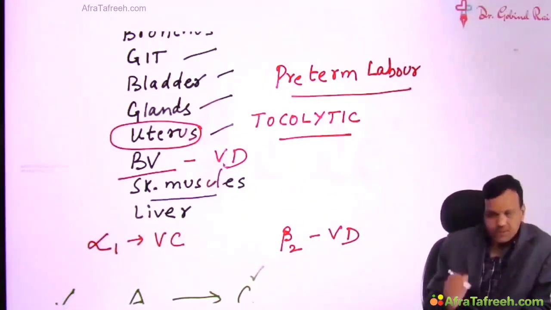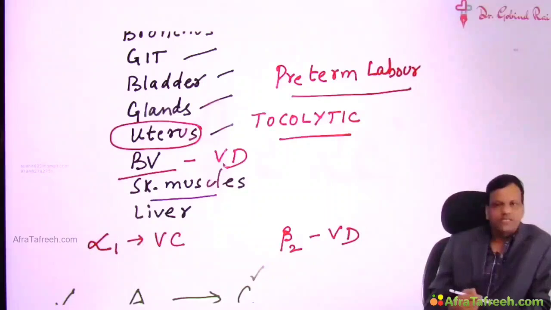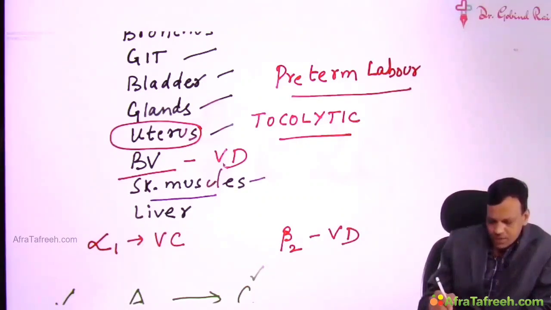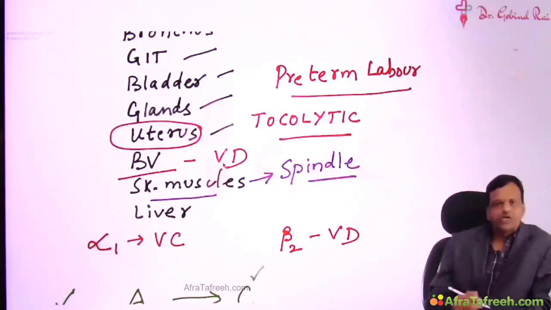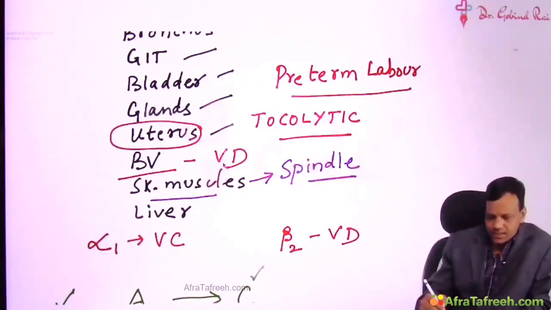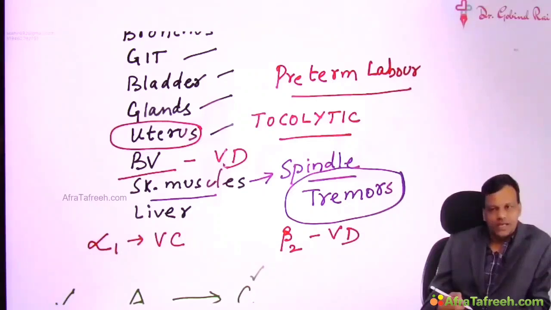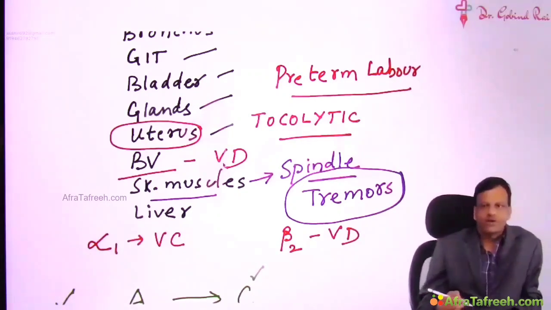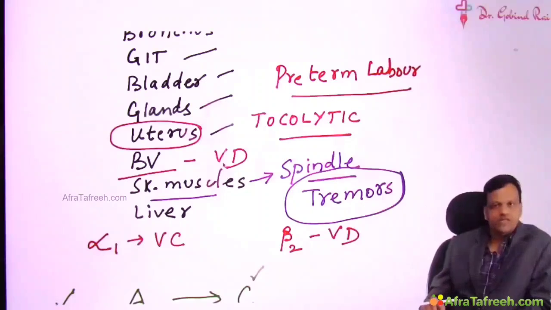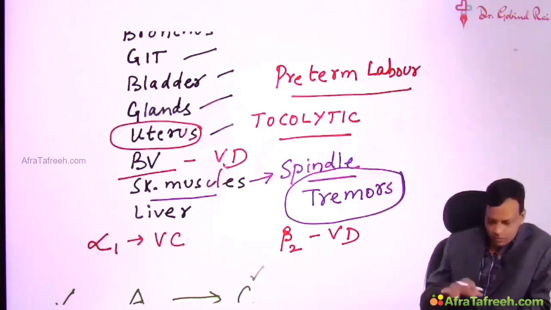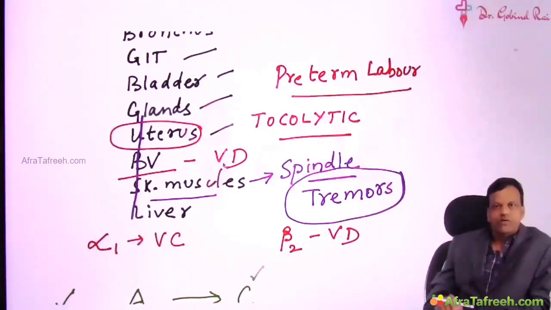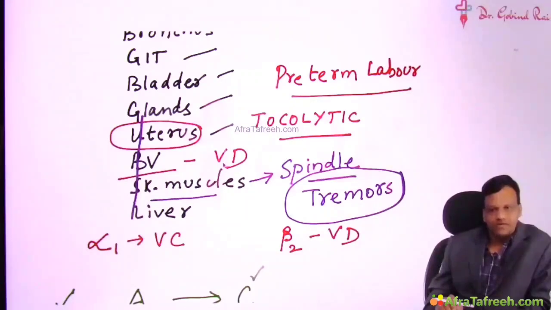Now next is skeletal muscles. Apart from the blood vessels, beta 2 receptor is also present on the skeletal muscle spindle, and stimulation of beta 2 receptor in the muscle spindle results in tremors. That's why whenever there is sympathetic overactivity, there is presence of tremors. Like we develop tremors when the lion comes in front of us. We develop tremors in Viva exams because the sympathetic system is overactive. We also develop tremors while proposing someone, again because the sympathetic system is overactive. So sympathetic activity leads to tremors.